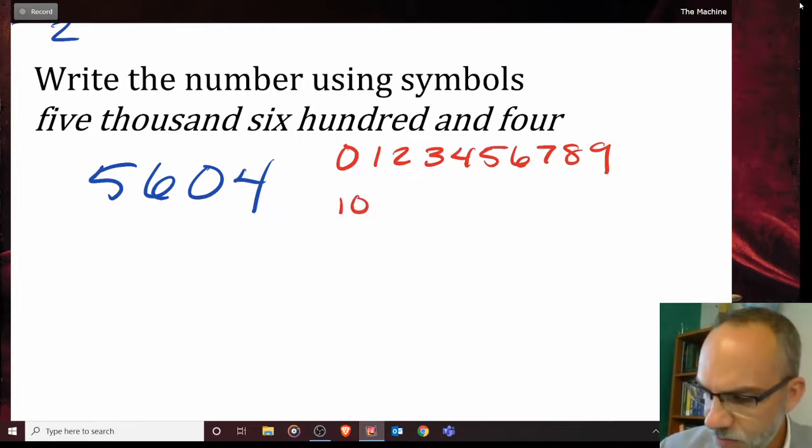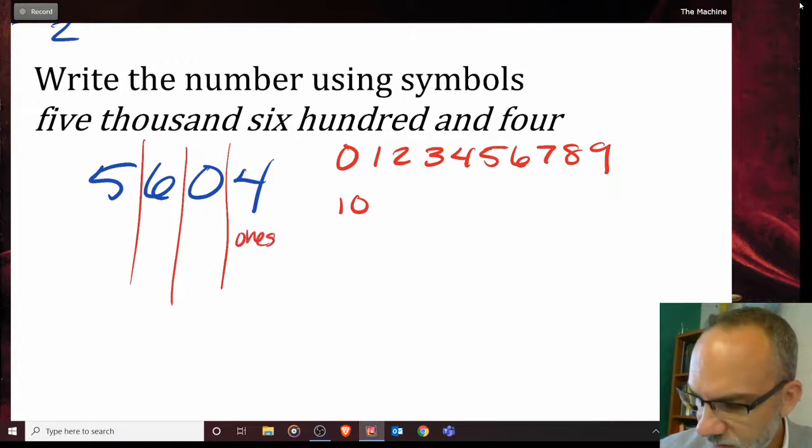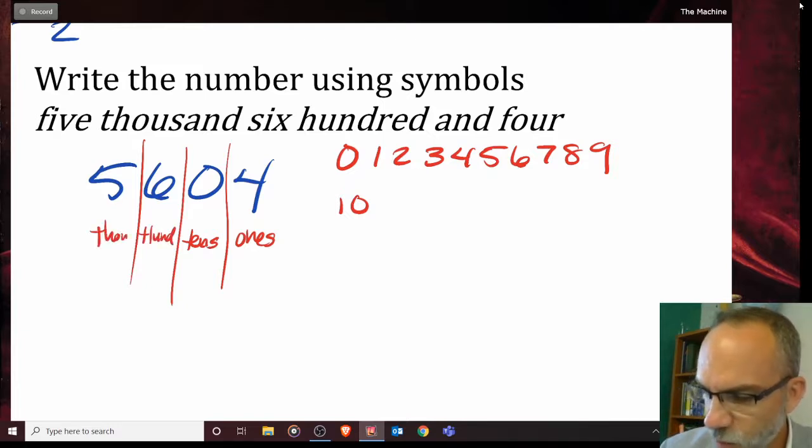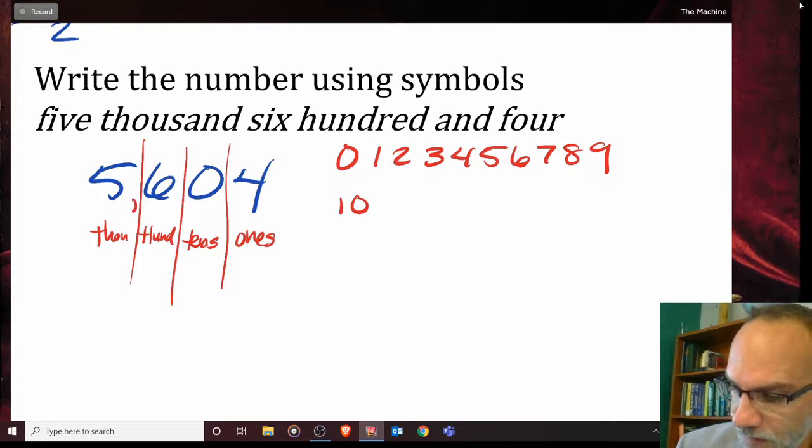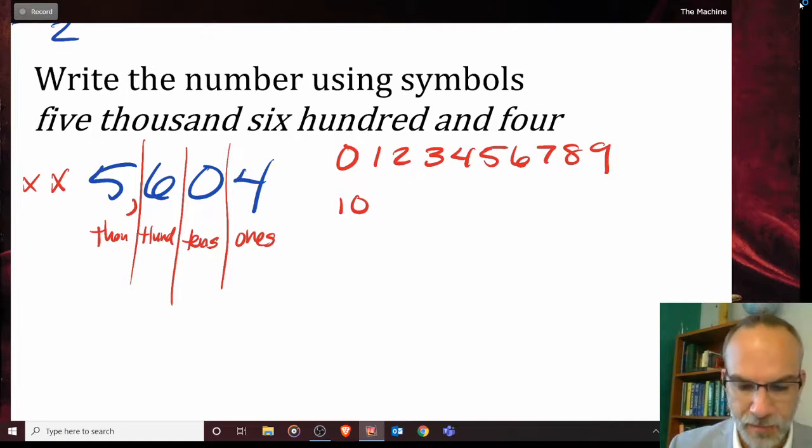Remember the place value system? This would be the ones, this would be the tens, this would be the hundreds, this would be the thousands. We could keep going. There's actually families, right? This is the 1,000s, and then over here would be the 10,000s, and then over here would be the 100,000s, and then we start to regroup again. Our number system is positional.